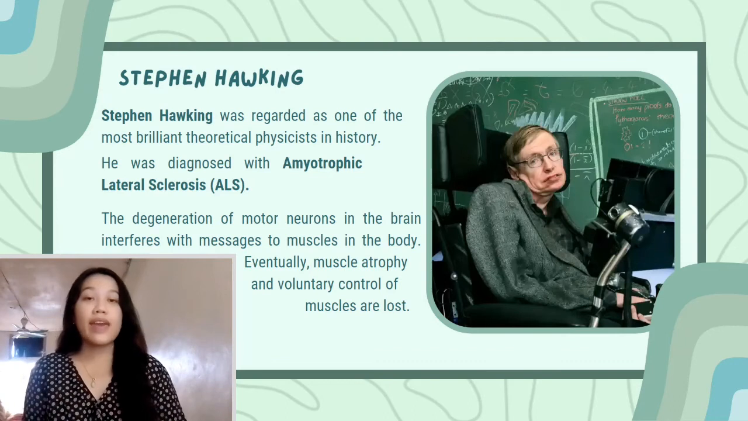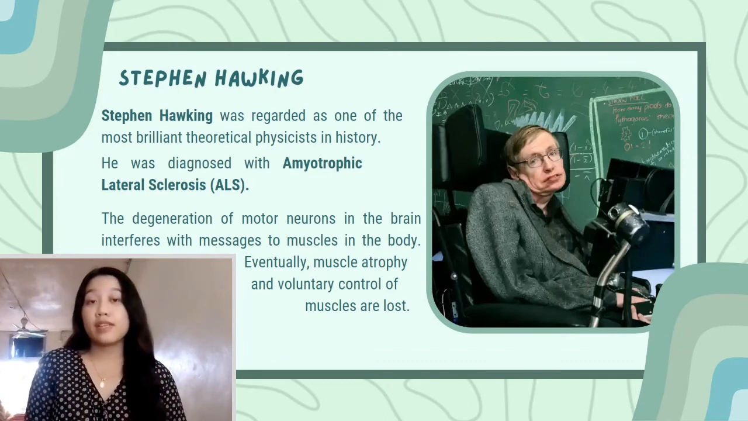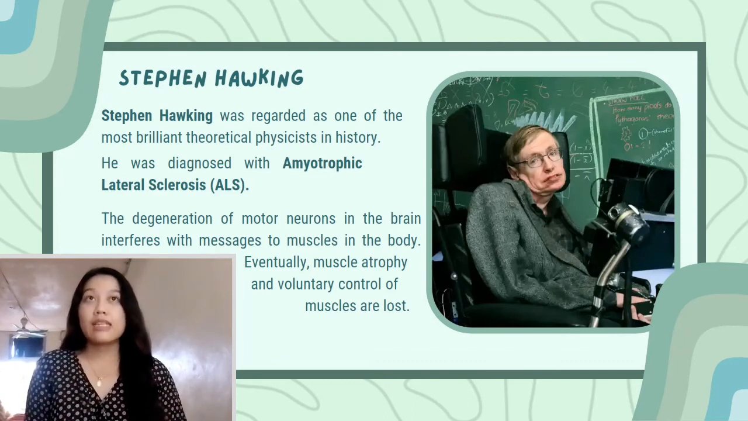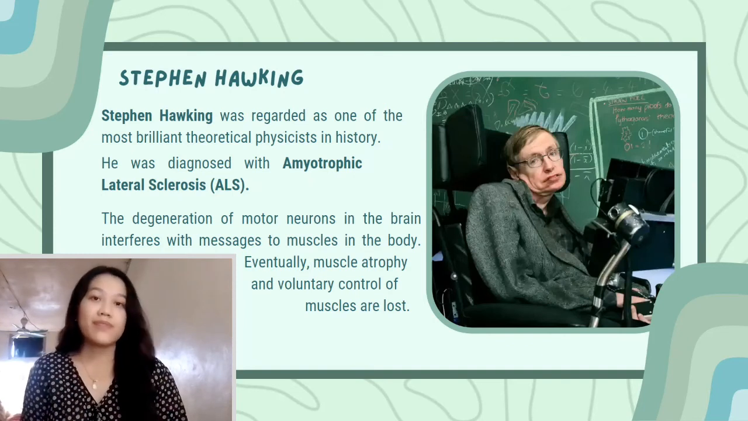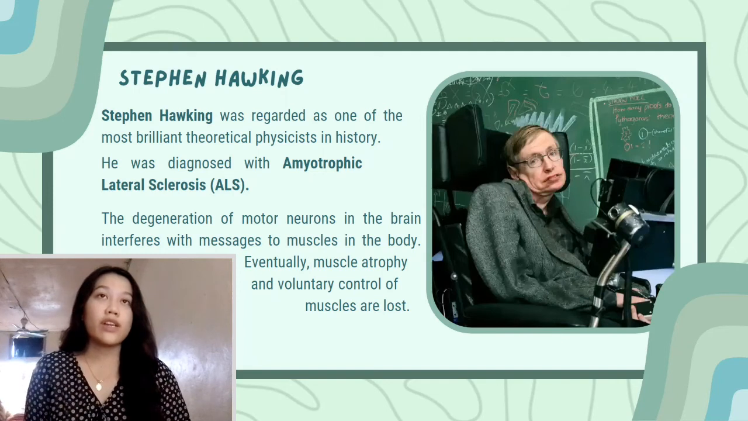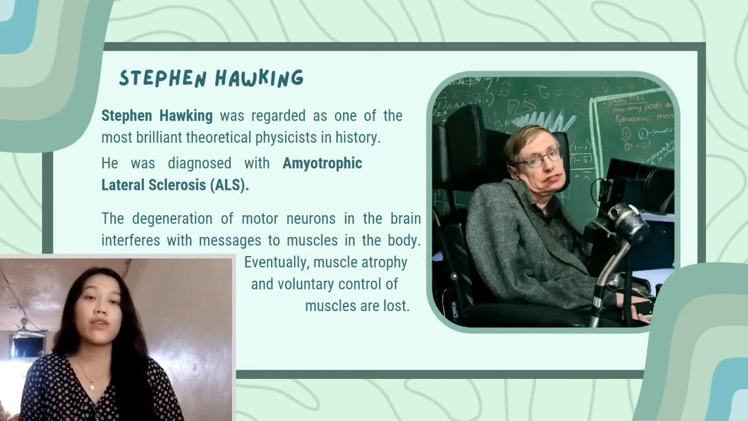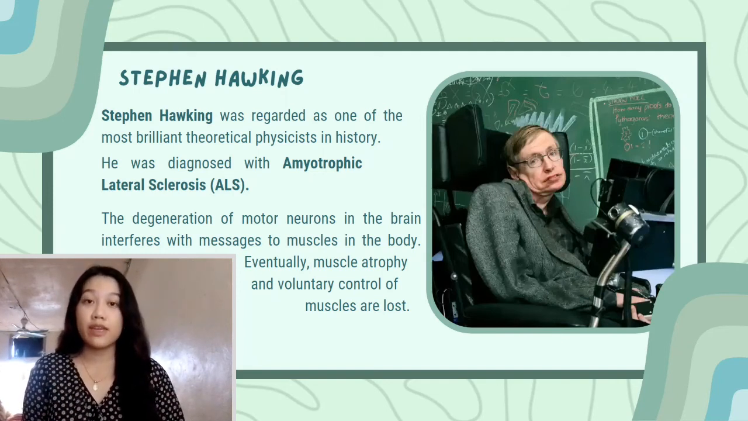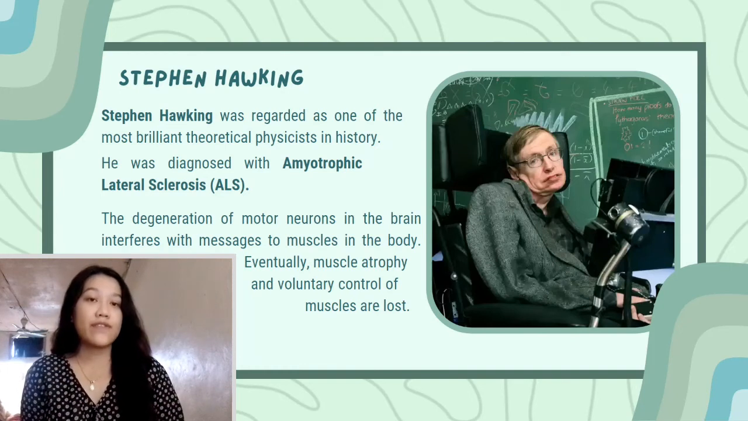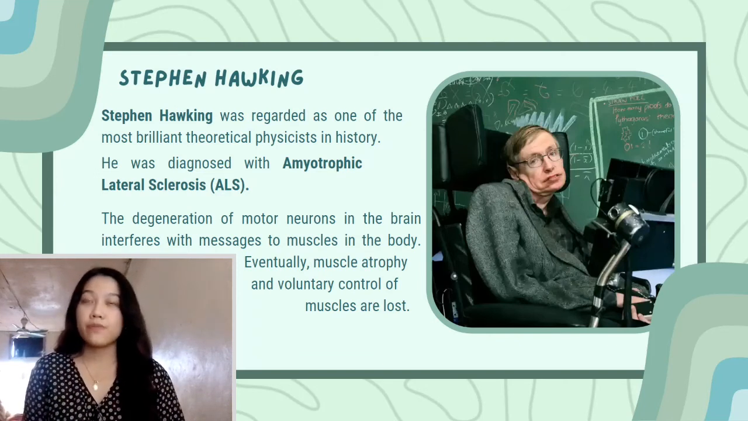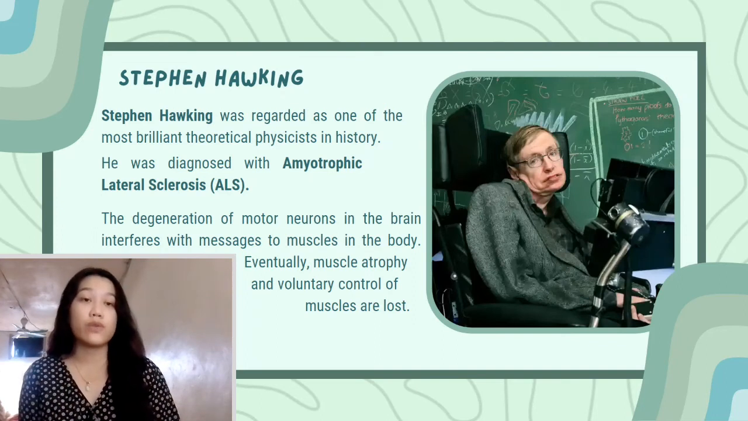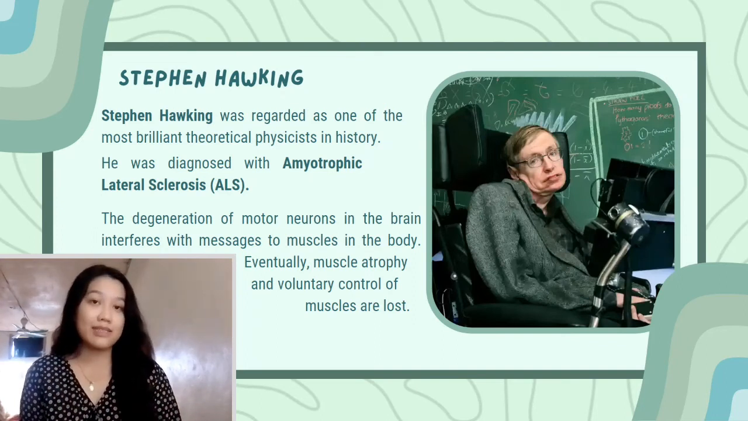Okay, so now we have here an example of a person with multiple disabilities, and he's quite prominent by the way. Here we have Stephen Hawking. He was regarded as one of the most brilliant theoretical physicists in history. He dedicated his life to searching for the origins and structure of the universe, from the Big Bang to black holes. He was diagnosed with amyotrophic lateral sclerosis, also known as ALS.